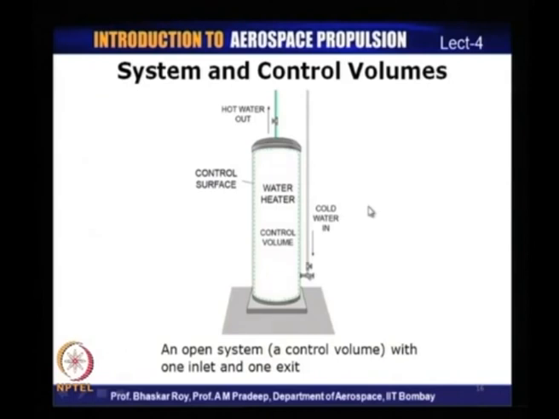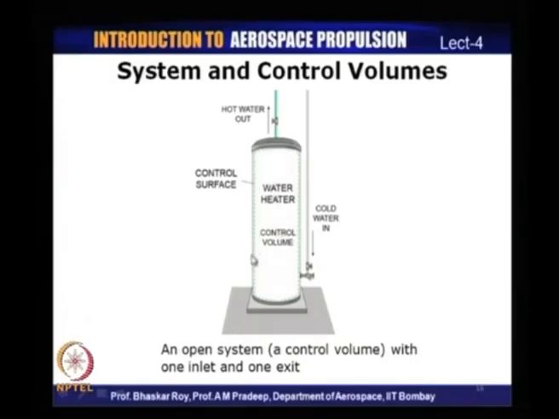Yet another open system here. This is an example of, let us say, a storage water heater which is used for heating water. In this case we have cold water coming in from one side of the control volume, and hot water, which gets heated up inside the water heater, comes out through another outlet. Now you can see that there is mass transfer across the system boundaries, there is also heat addition inside the system, and therefore, it qualifies to be called an open system or a control volume.